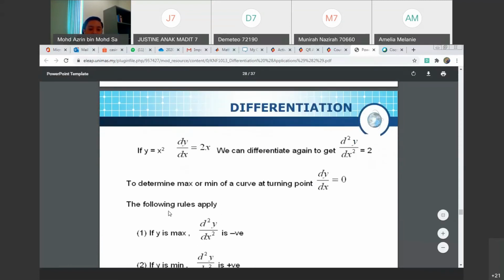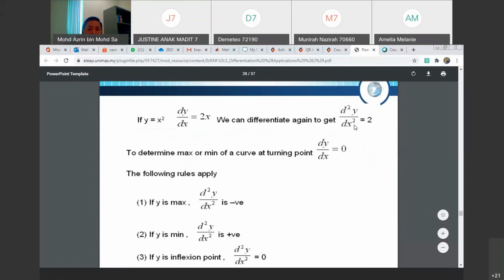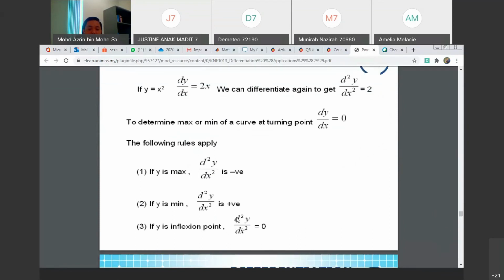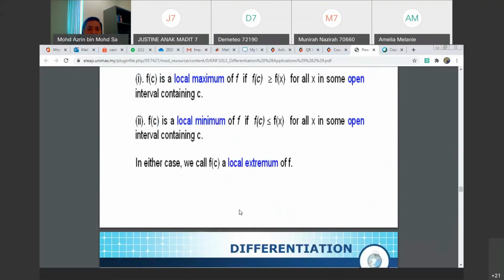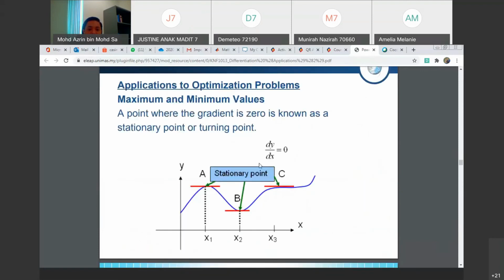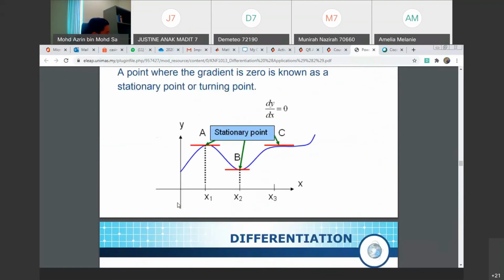Okay, when dy over dx equal to 0, we need to follow the rules, which is y is maximum bila mana the second derivative is negative. Tapi y is minimum bila mana second derivative value is positive. And the inflection ataupun flatten point tadi, inflection point tu when the second derivative equal to 0. So actually dia go back to this graph, right? And the inflection is actually 0.